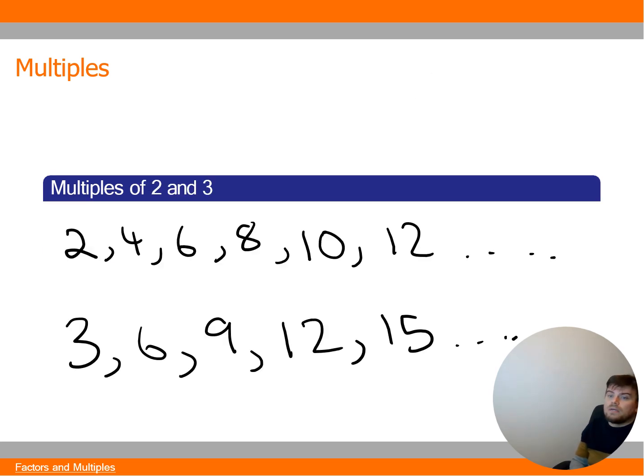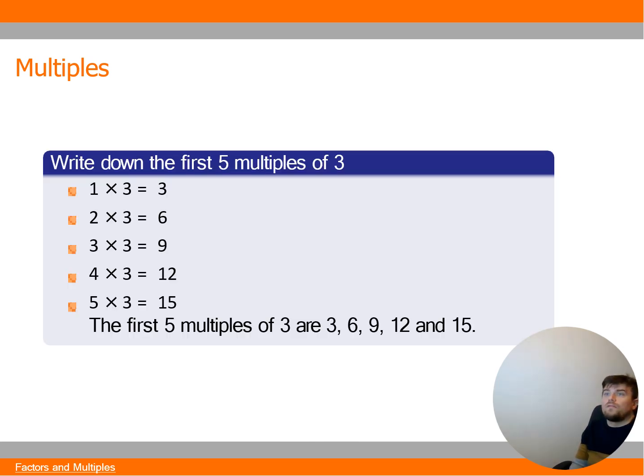So here are some other examples. We've got the multiples of 2, which is 2, 4, 6, 8, and the multiples of 3, which is 3, 6, 9, 12, 15. So if we look at this, we've got the first 5 multiples of 3. It's 3 times 1 is 3, 2 times 3 is 6, 3 times 3 is 9, 4 times 3 is 12, 5 times 3 is 15.